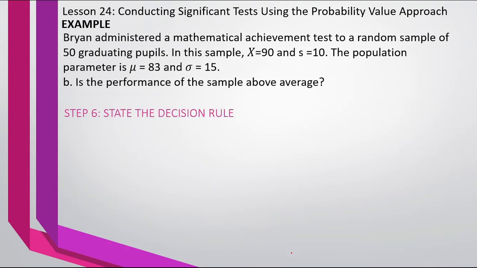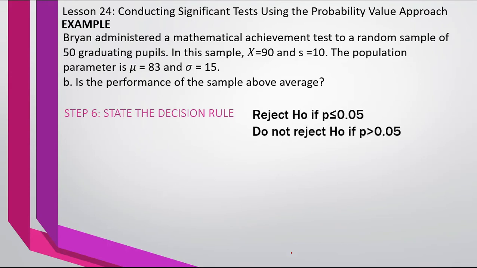Next step, let us state the decision rule. Again, reject the null hypothesis if the p-value is less than or equal 0.05, and then we accept the null hypothesis, or we do not reject the null hypothesis if the p-value is greater than 0.05. Ayan, very good. So, ano ba yung kailangan i-compare natin dito? Yung final p-value at yung alpha, which is 0.05. Let us compare them both.